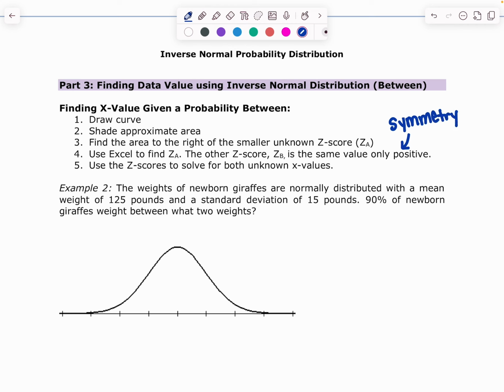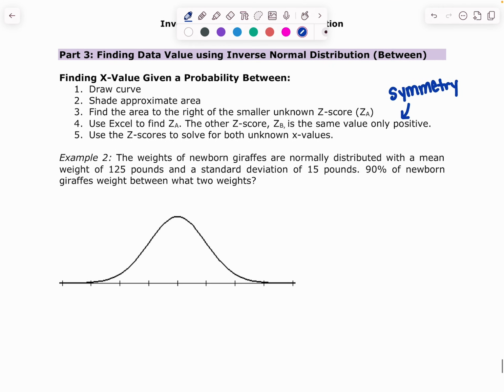So let's look at our example. This is the same example we've been working with for the previous few problems. The weights of newborn giraffes are normally distributed with a mean weight of 125 pounds and a standard deviation of 15 pounds. 90% of newborn giraffes weigh between what two weights? We're just going to ignore my typo in that sentence. Pretend it's not there.